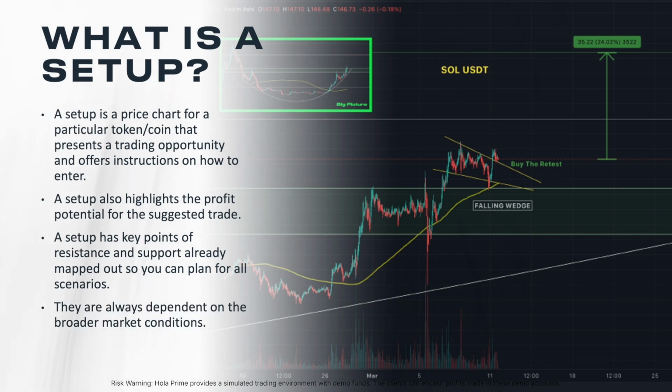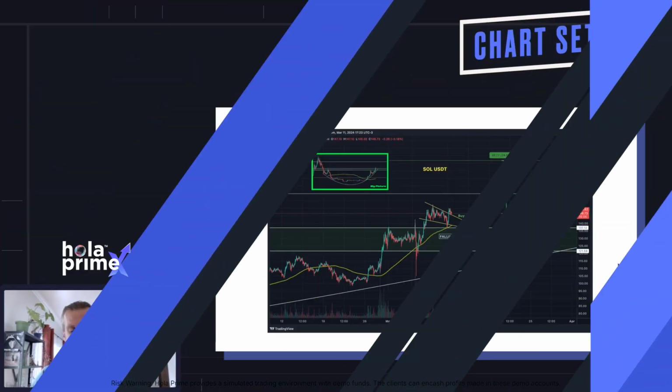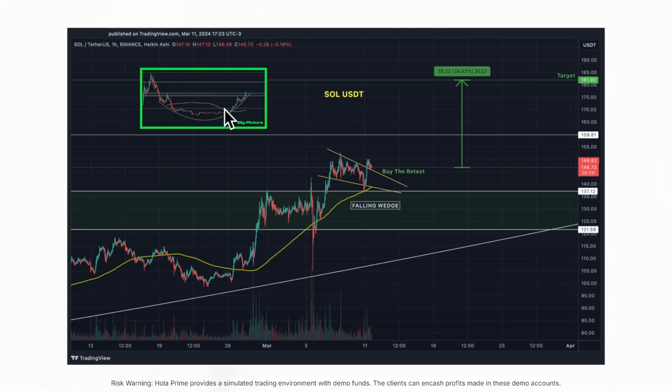Setups are always dependent on broader market conditions, so you need to be paying attention to what Bitcoin is doing before entering, as you want to ensure that any setup you trade can fulfill to its maximum potential. This is an example setup. It has the big picture here, and then we have, of course, key moving averages, key resistance and support lines, as well as a falling wedge pattern here.